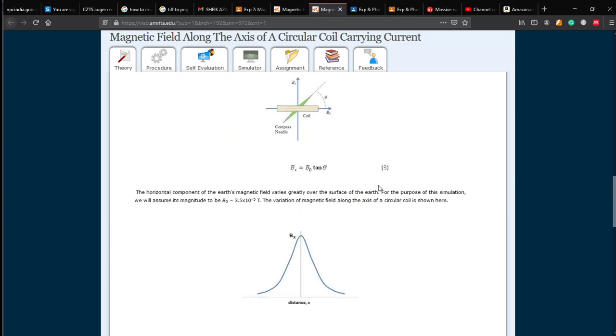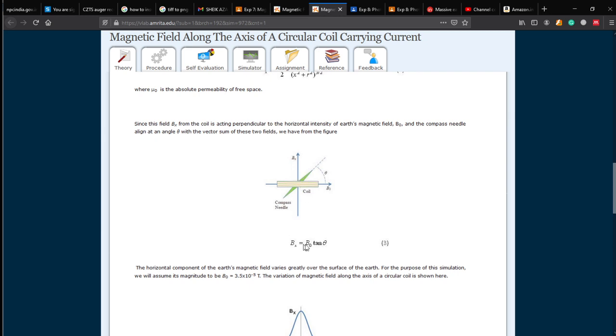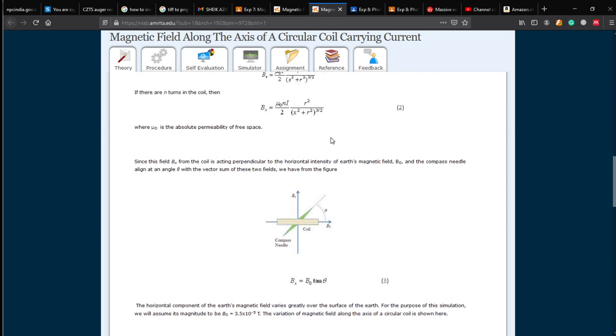In equation number 3, we have the Bx value, B0 tan theta. We will find the different Bx values. You can find the Bx from here also. If B0 is given, for different x we can have different Bx. Now let me tell you one thing. This is the Bx value.